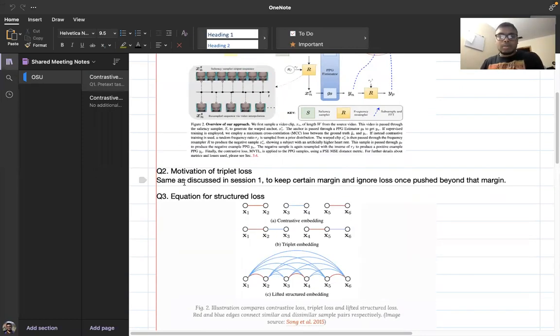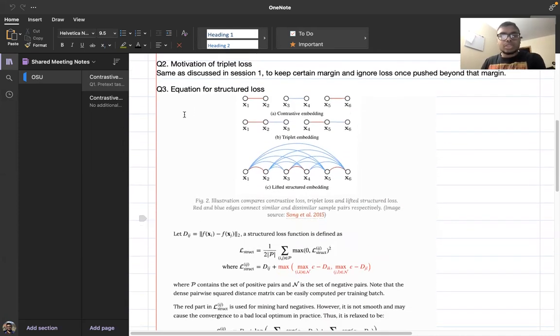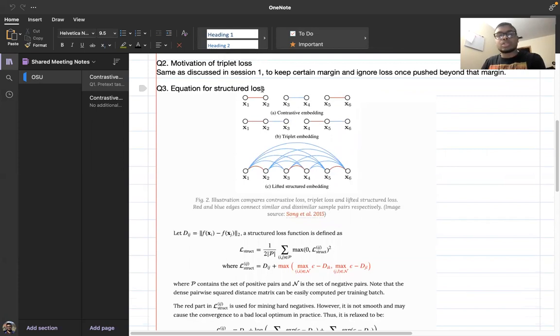Other thing was the motivation of using triplet loss in that form? It is the same as we discussed in session one, that is to keep a certain margin. We introduce that alpha and we want to ignore the loss, so there should be no contribution from the loss function beyond that margin. That's why it's implemented in that max zero comma loss way, so that once we go beyond that margin, it's zero. So there's no contribution.